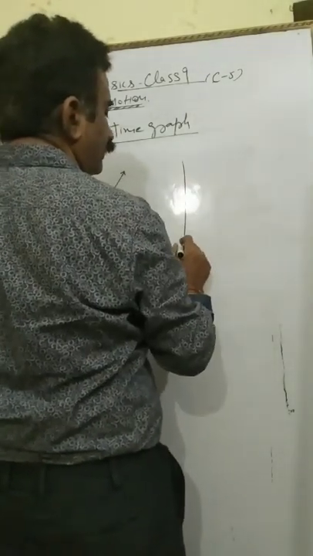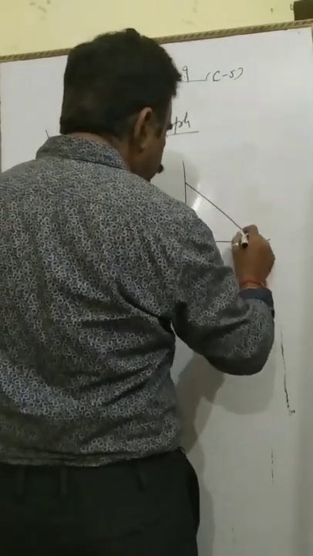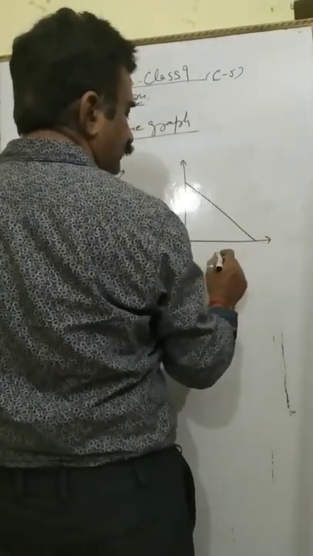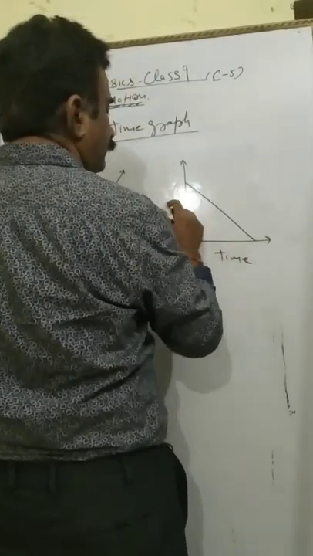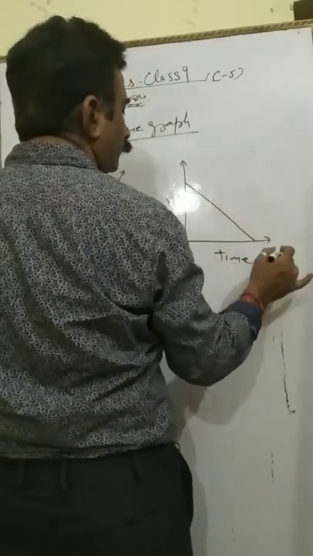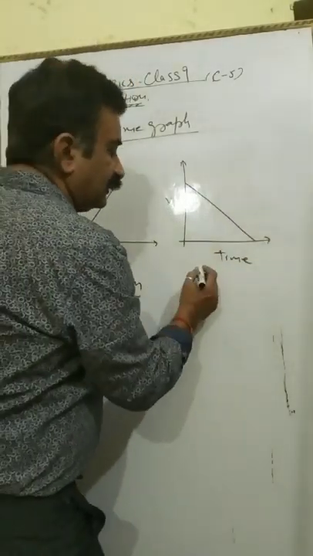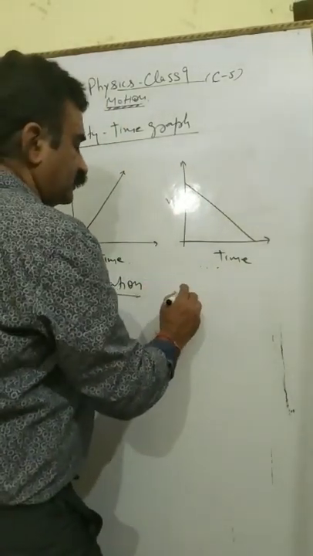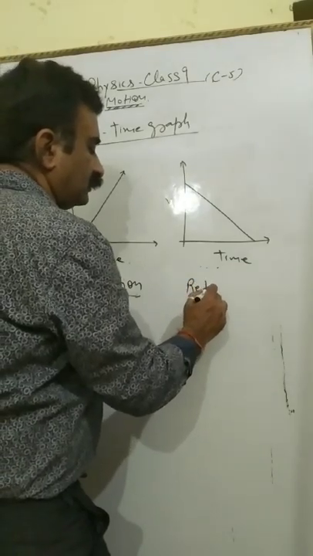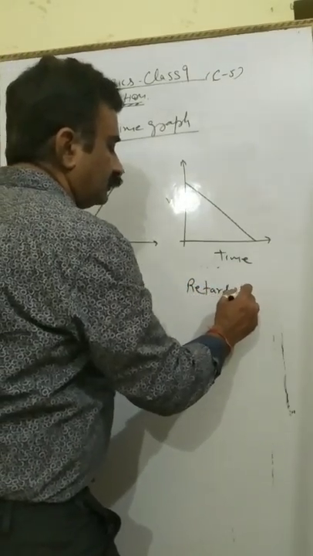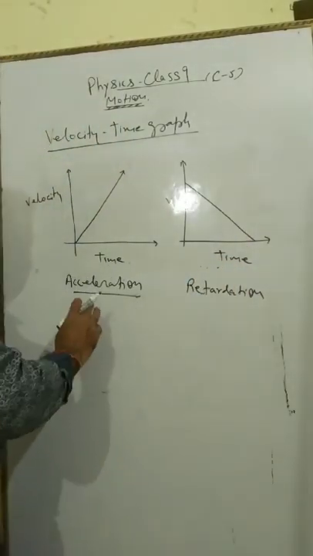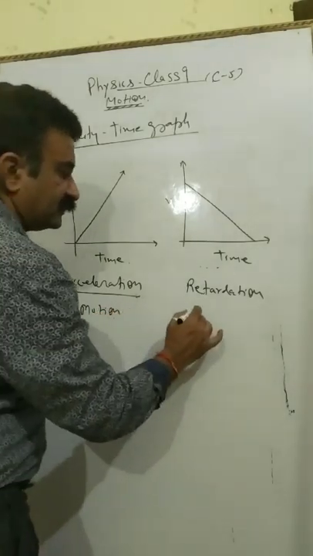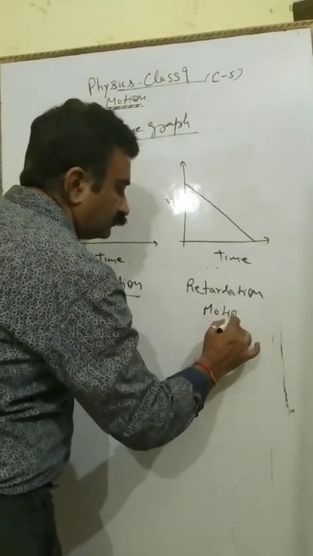At the same time, if you have a graph like that, then what does it imply? What is the meaning of this here? It says that as time is increasing, velocity is decreasing. So this is the graph for retardation motion. This is the accelerated motion and this is the retarded motion.